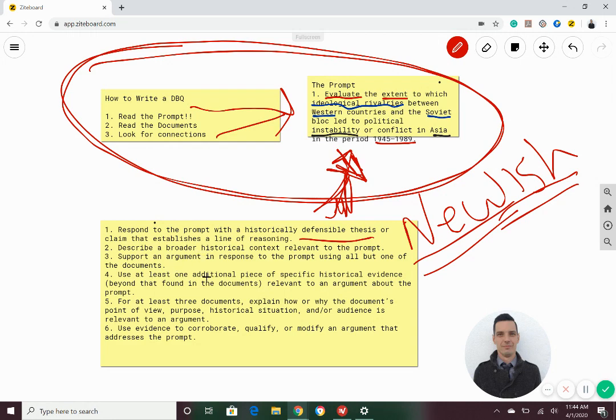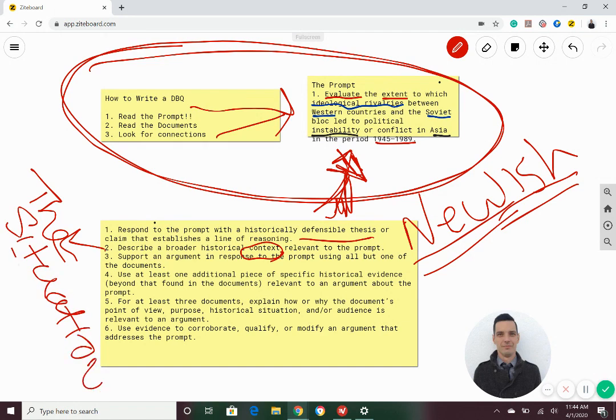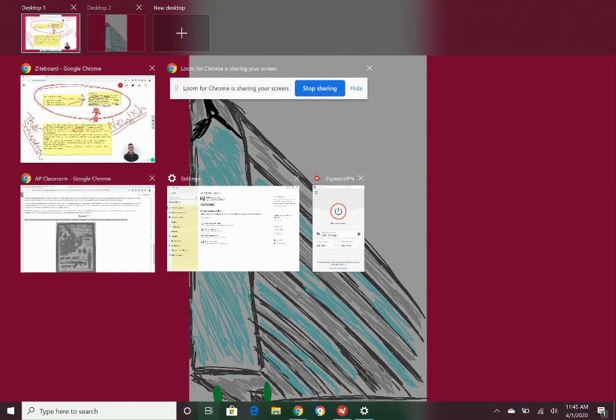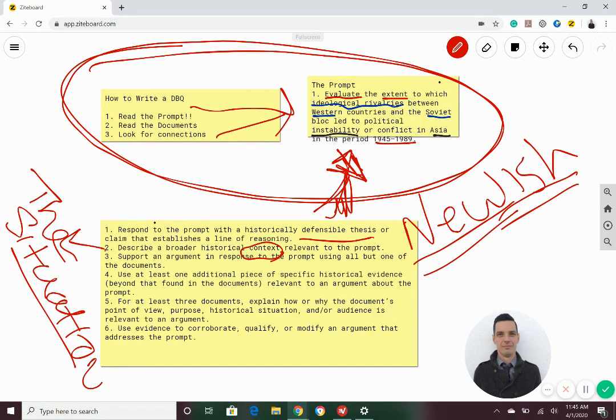Next thing, you want to describe the broader historical context. This is the context. So when I talk about you needing to have a context, this is what I'm talking about. What is the situation which brings this? So what is the situation we're in here? This is the Cold War. So obviously it has something to do with this. You can talk about why Asia, why there was political instability, some nationalist movements, things like that. Background information that makes Asia an important place.